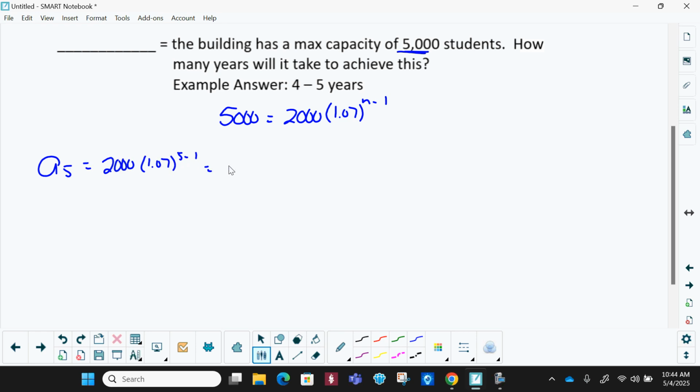Okay, 2, 3 times 1.07 raised to the, nope, I messed up. 1, 2, 3 times 1.07 raised to the 4th. And we get 2621. So that is way too small. We're trying to get 5,000. So let's go. I'm going to add 10 years to this.